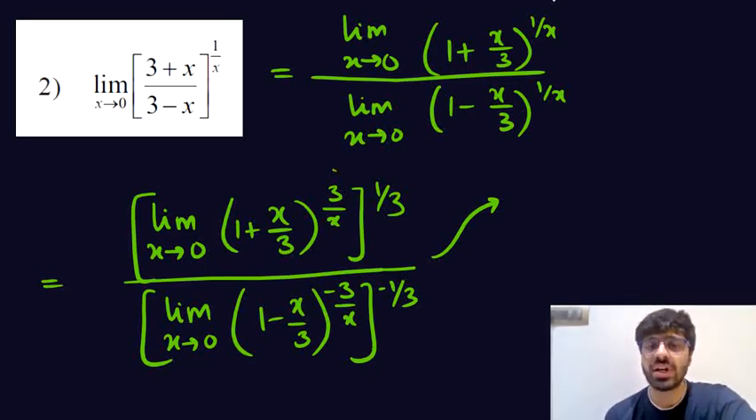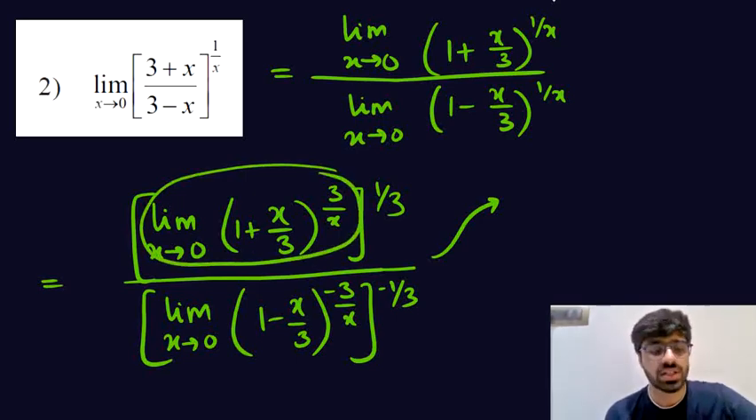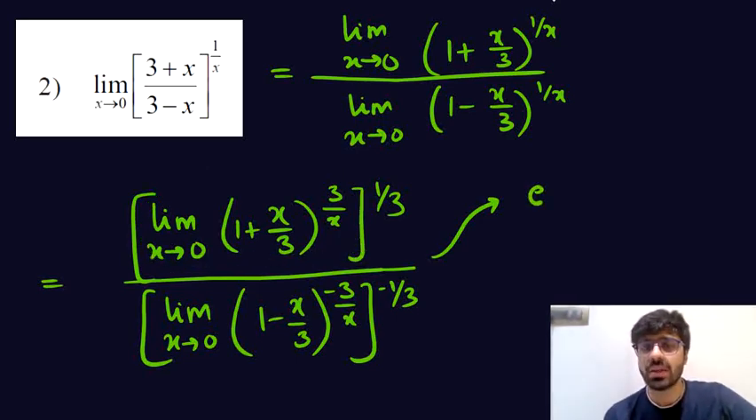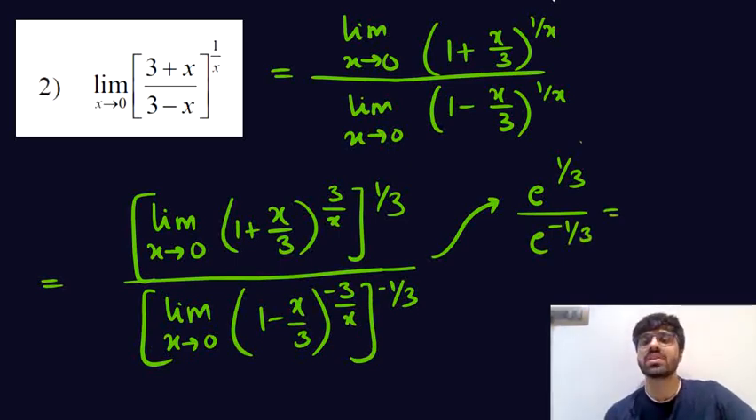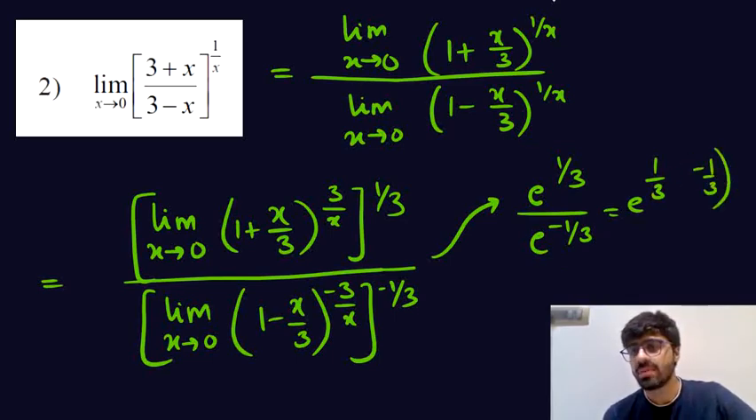Okay, so in the numerator, this entire term is in the format of our standard result, that becomes e, the power of which will be 1 upon 3. In the denominator, this is also in the format of our standard result, so we have e power minus 1 upon 3. This is a power m upon a power n, that is a power m minus n, so that is e power 1 by 3 plus 1 by 3, that is e power 2 by 3.